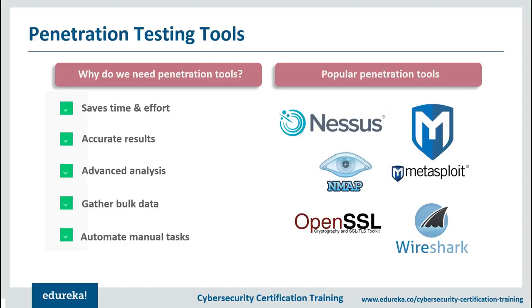And Nmap, it's a very popular tool. It's short for Network Mapper, a port scanner that scans systems and networks for vulnerabilities which are present in open ports. And then there are Wireshark, OpenSSL, John the Ripper, Cain and Abel, and many others.